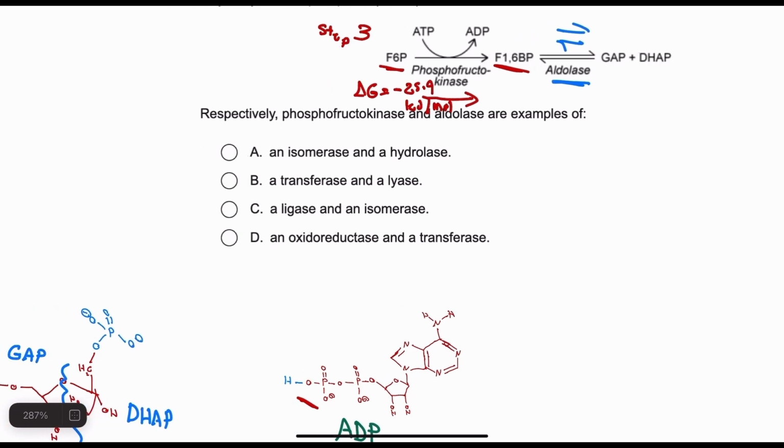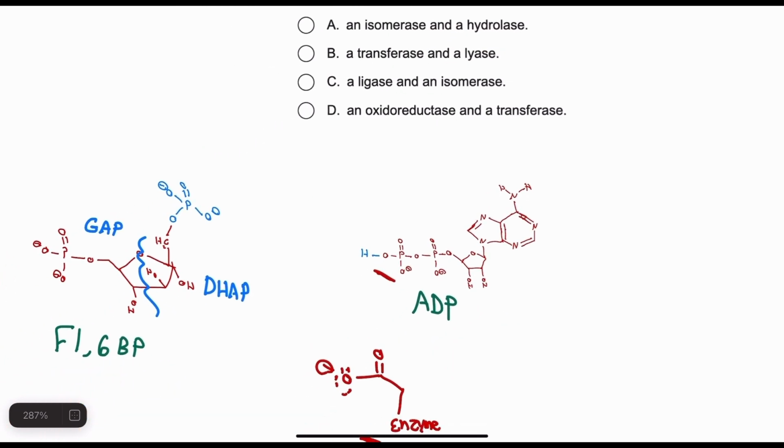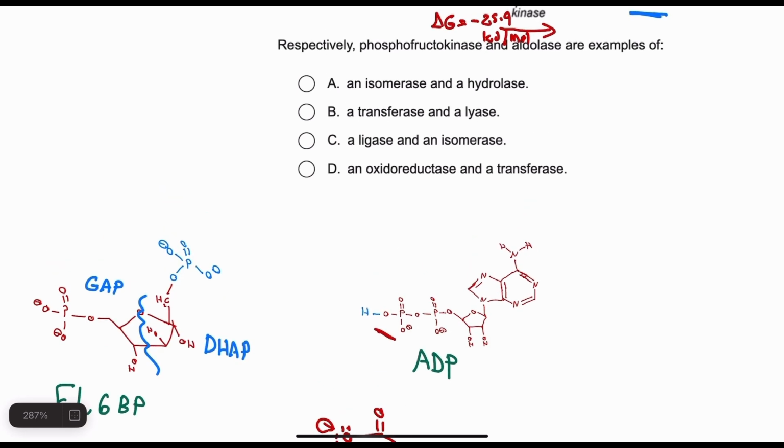Now, what sort of reaction did we do here? We took a phosphate group from ATP and added it to the F6P to make F16BP. So I would say we have transferred a group from one compound to another. That's a hint. For the second half of the equation, using aldolase, we split down the middle. We broke bonds to form two compounds. Now let's look at the answer choices.